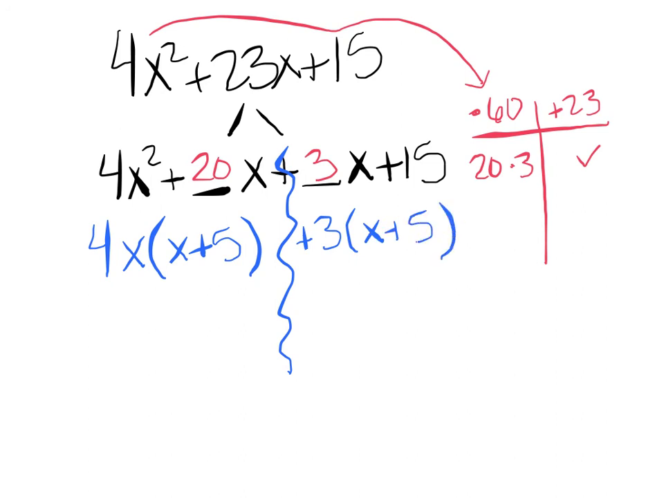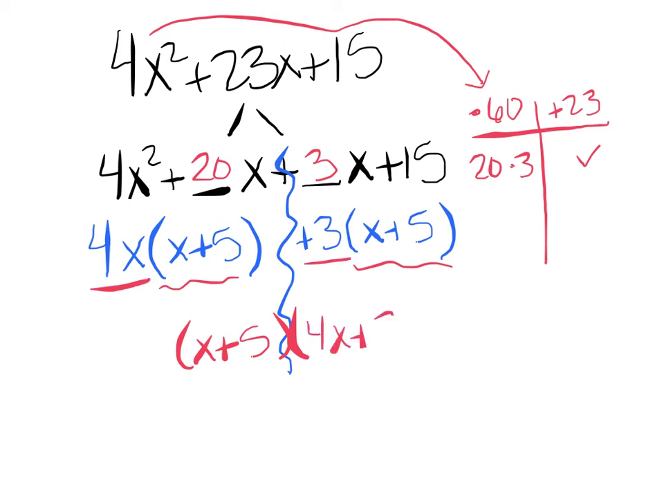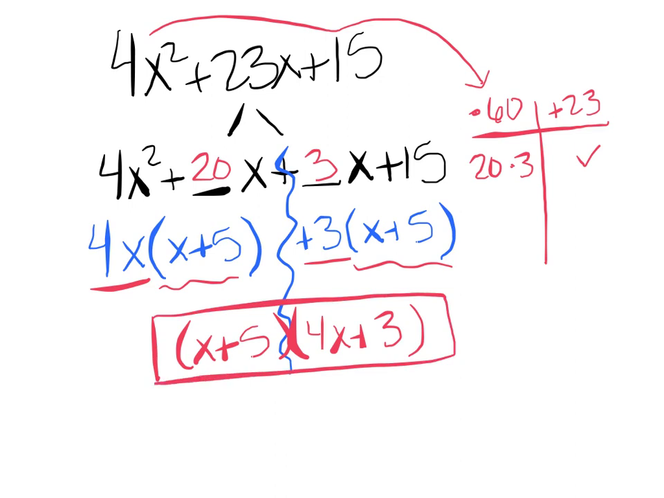Then to get to our final answer, we think, okay, what's the same? What's left over? Alright, so there you go. X plus 5 times 4x plus 3. Those are your 2 factors for this problem. And then, of course, if you're like me and it bugs you to have things all out of order, you can rewrite it as 4x plus 3 times x plus 5.